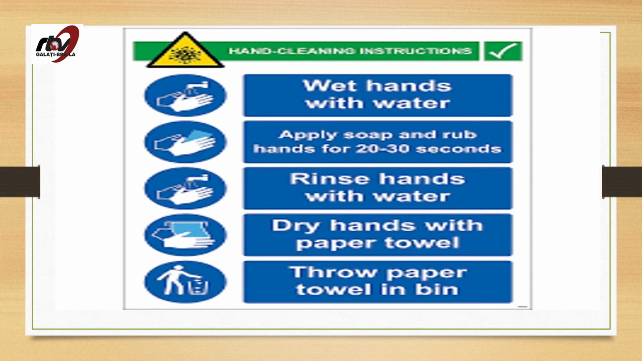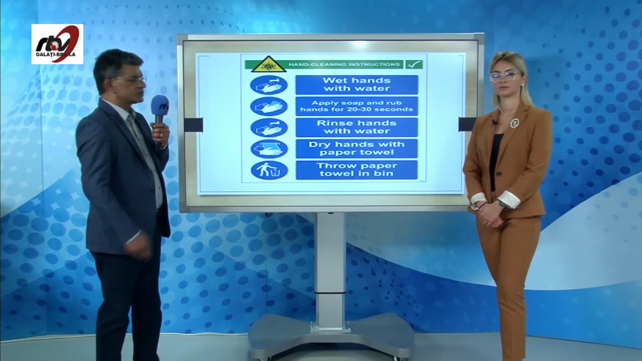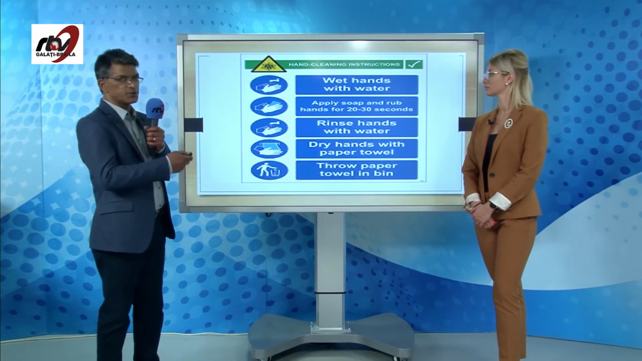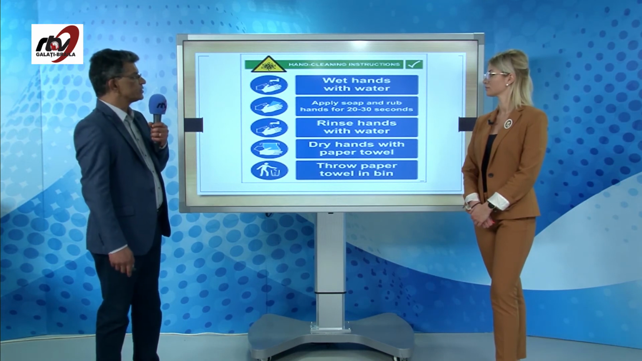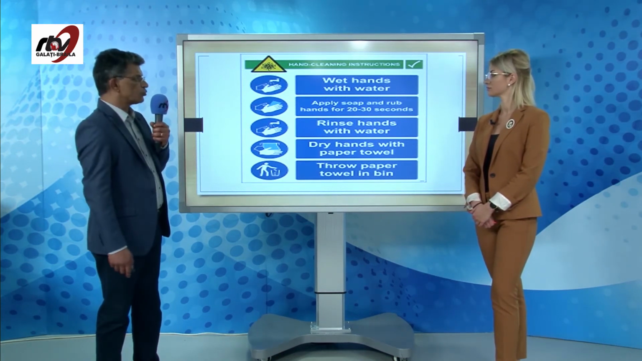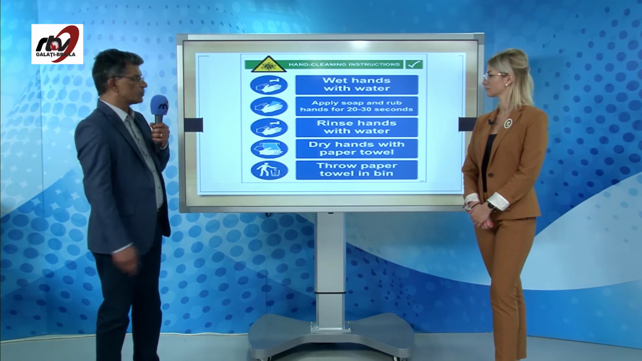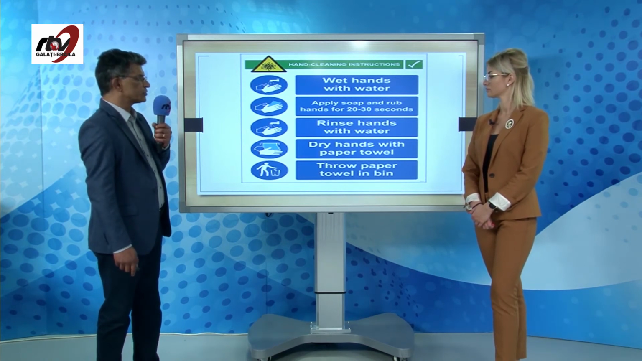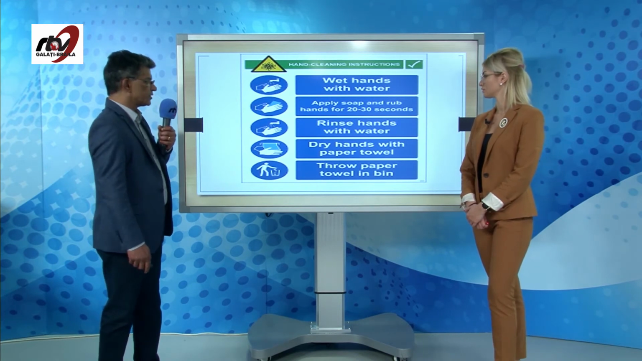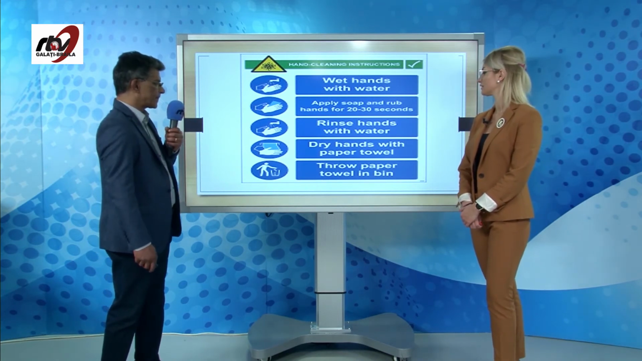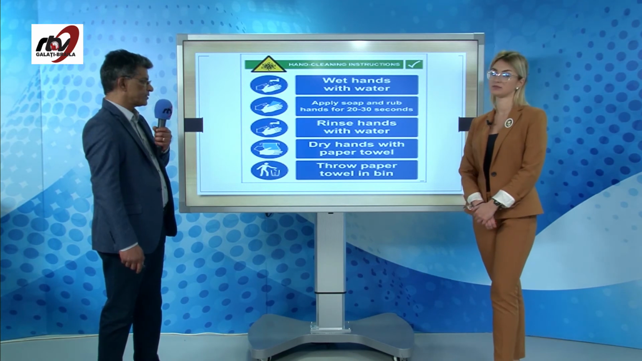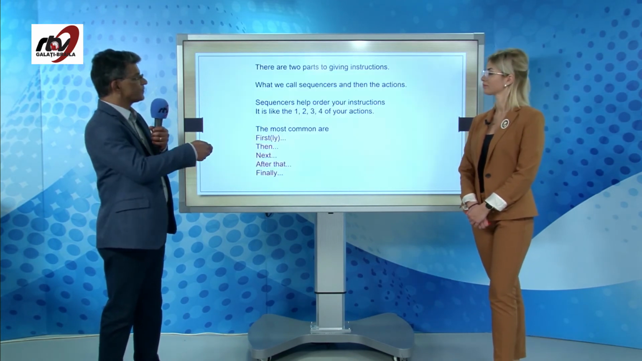And let's have a look at these simple instructions. You might have seen them many times. This is just an example with the pictures. You can understand them. First, wet hands with water. Apply soap and rub hands for 20 to 30 seconds. Rinse hands with water. Dry hands with paper towel and throw paper towel in the bin. Please.